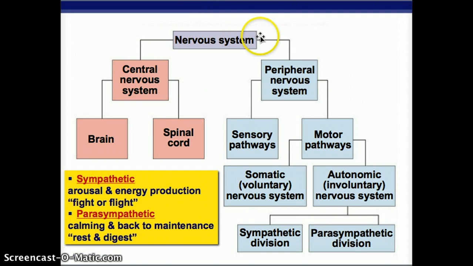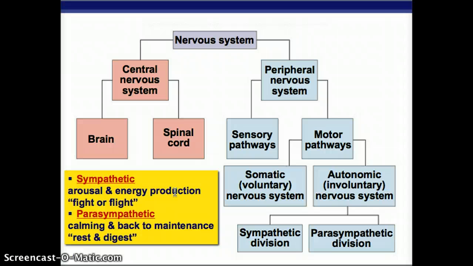So here's our beautiful chart. Nervous system, central nervous system is the brain and the spinal cord. That's all it is. Peripheral nervous system has sensory pathways and motor pathways. Then these motor pathways break down into our voluntary and involuntary nervous system, the somatic and autonomic. And then finally, the autonomic system breaks down into the sympathetic and parasympathetic division, and they're kind of opposite. The sympathetic division produces energy, that's our fight or flight area, and the parasympathetic division calms your body back down and returns it back to maintenance mode, like resting and digesting. So that's the overview of the nervous system.